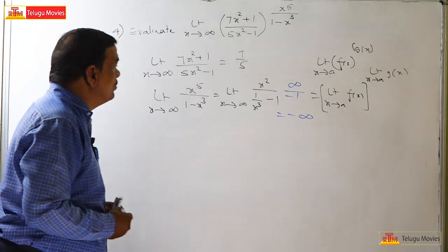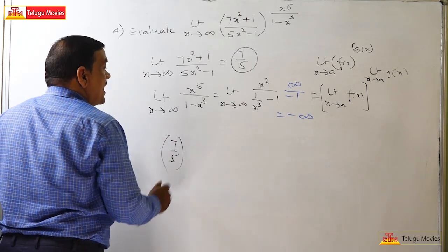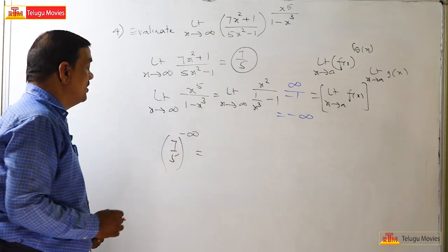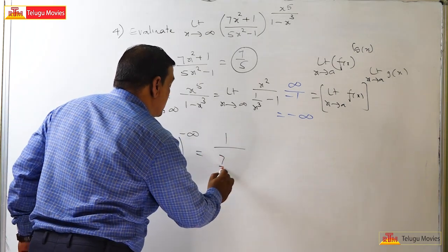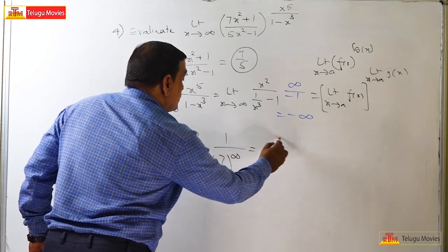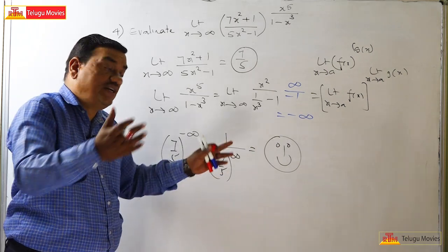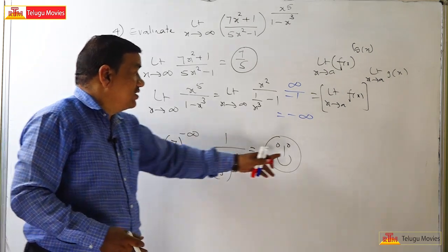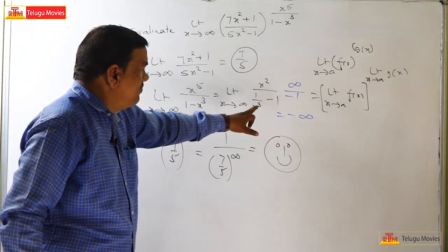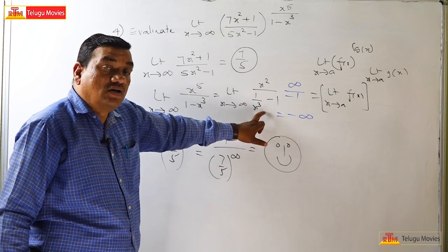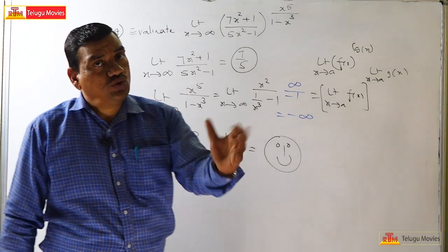Now coming to the final problem. It is a base, and the power is minus infinity. So 7 by 5 whole to the power of minus infinity is 1 by (7 by 5) whole power infinity. As the denominator tends to infinity, the answer will be 0. That is the correct answer for this. So be very, very careful about this problem. I hope you understand this solution. Let us move to the next problem.